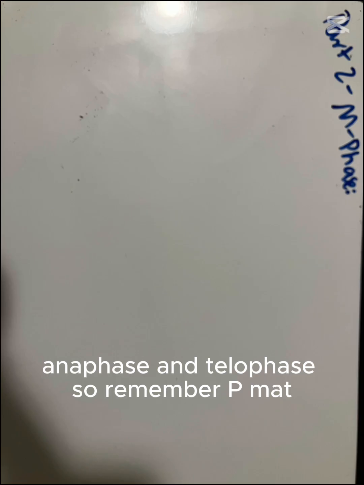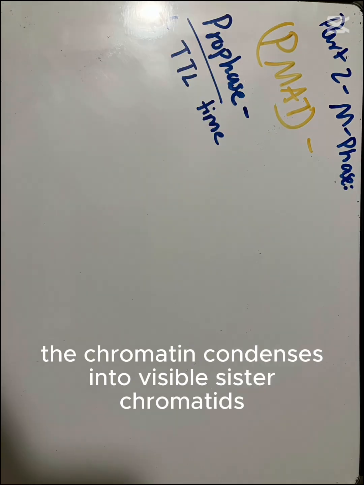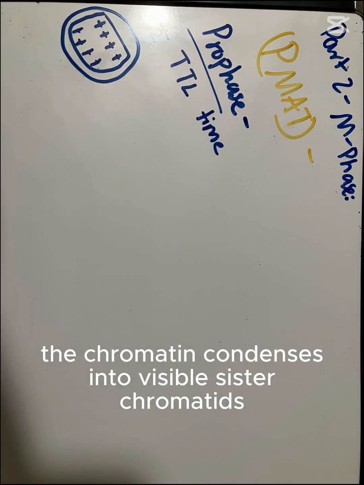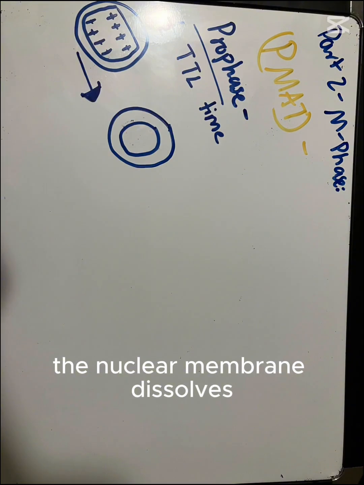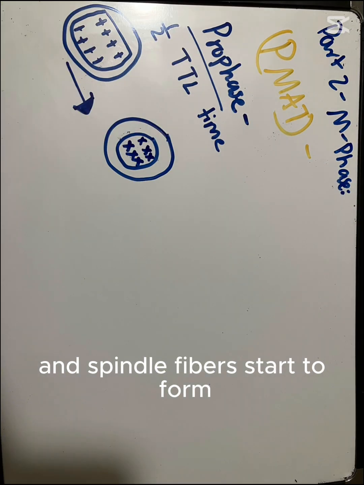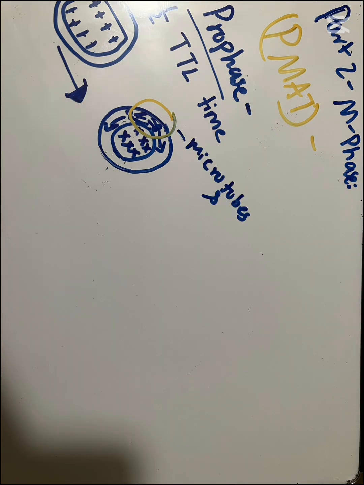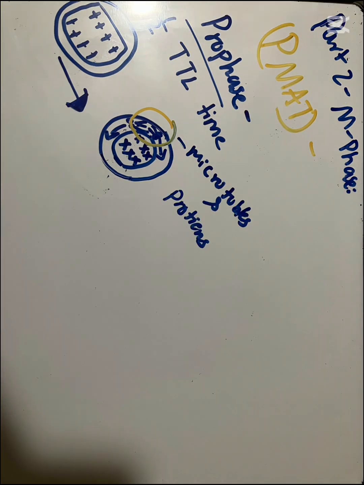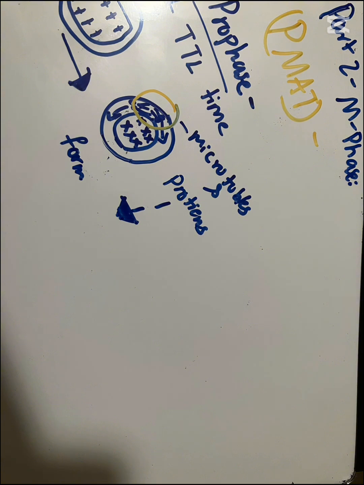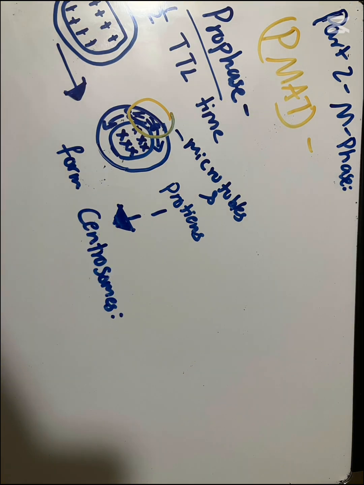Remember PMAT. For prophase, the chromatin condenses into visible sister chromatids. The nuclear membrane dissolves, and spindle fibers start to form. These spindle fibers originate from structures called centrosomes, which move to opposite ends of the cell. This sets the stage for chromosome movement.